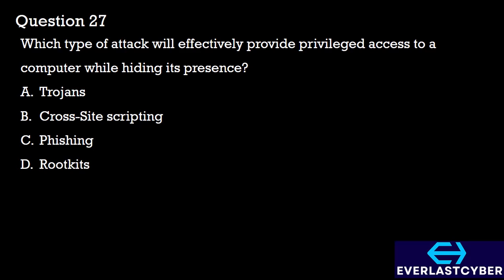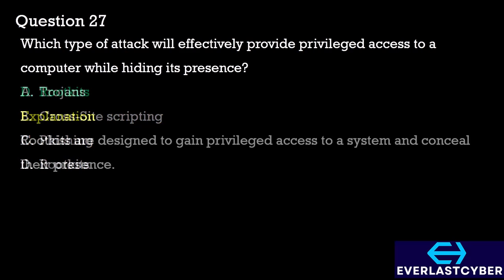Cross-site scripting attack involves injecting malicious scripts into web pages that are viewed by users. However, it does not provide privileged access to a computer or even hide its presence. Phishing involves tricking individuals into divulging sensitive information like their credentials, while rootkits are specifically designed to gain privileged access into a system, and they also conceal their presence. So with respect to this, we'll be going with option D.